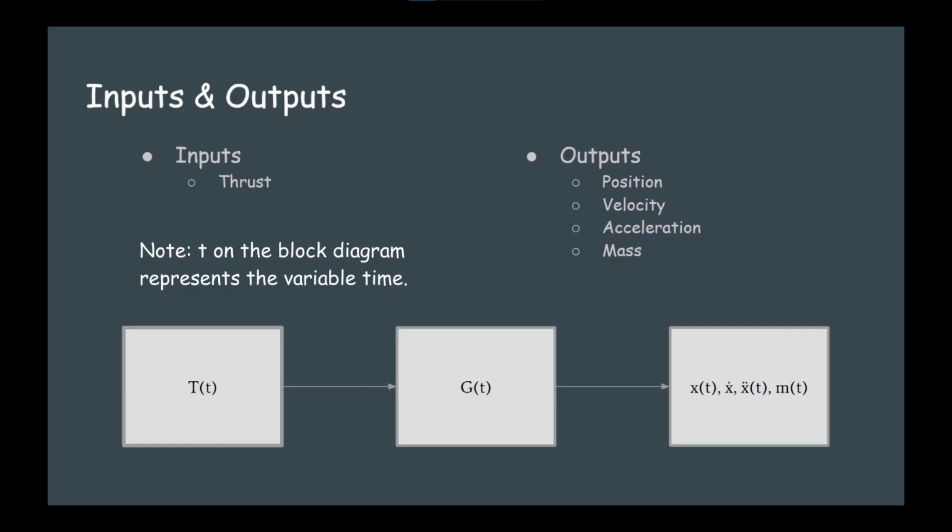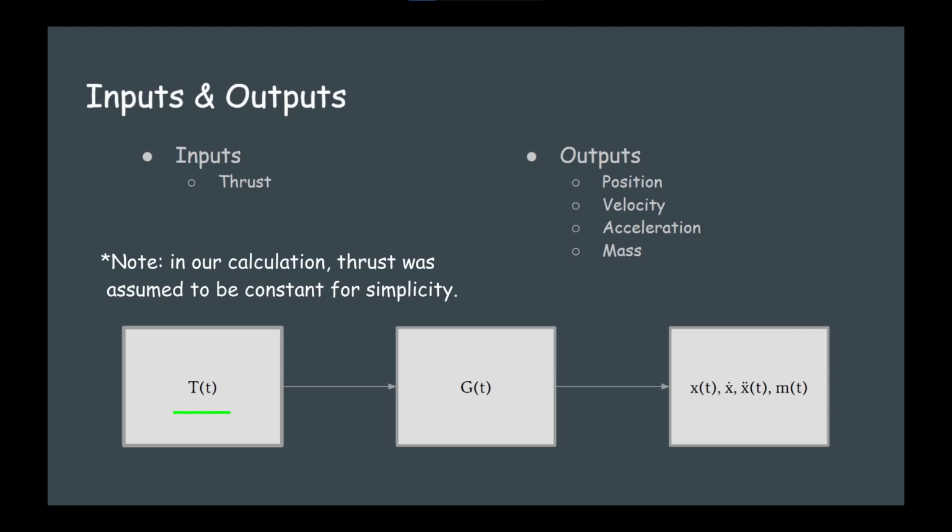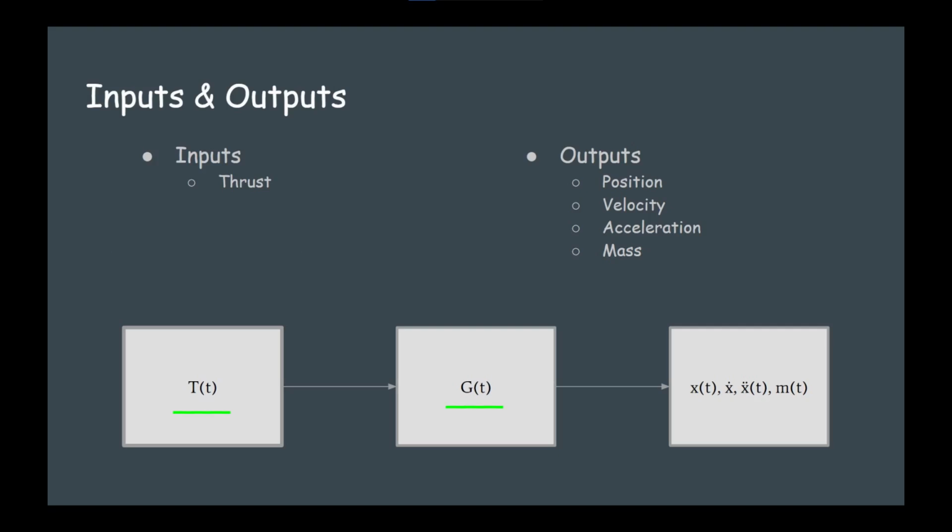So here we have our block diagram for our rocket system. Here we have the inputs as T of t, which stands for thrust, which changes with respect to time. And then we have our transfer function here, which describes how the inputs and outputs are related through some process or calculation. In this case, it is dictated by our governing equations.